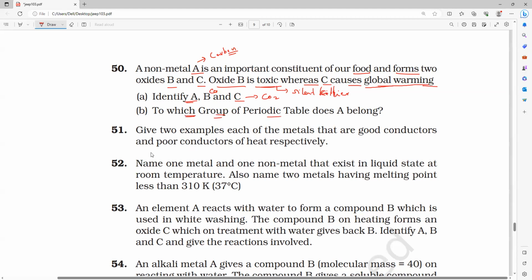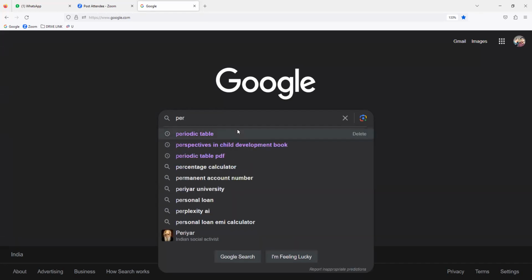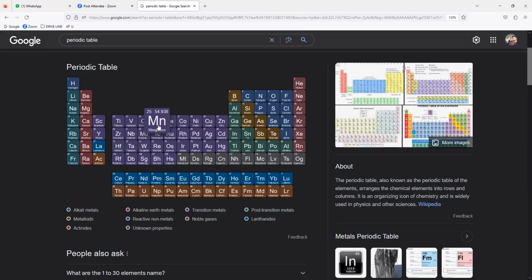Now, to which group of the periodic table does A belong? That is what they are asking. Carbon belongs to the 14th group of the periodic table, Group 14. So let us verify that also. I will show you. We have all seen the periodic table already. Many times I have shown you. Carbon is present in, check it all of you, what is that family? You can verify it.